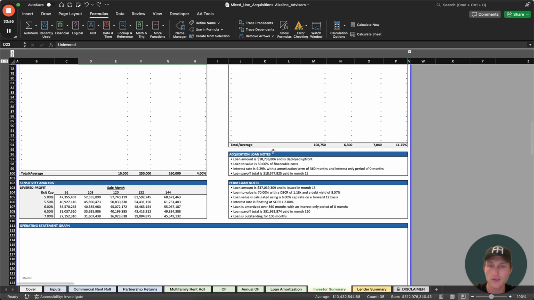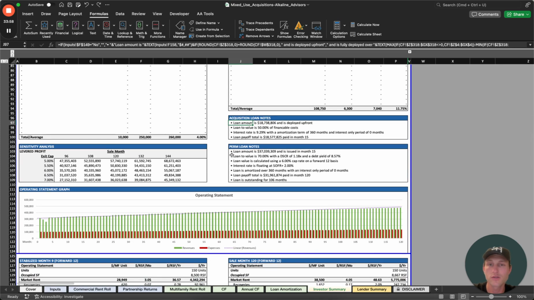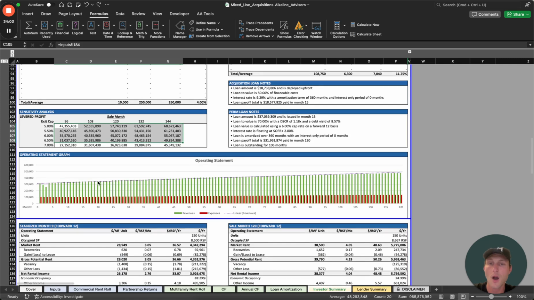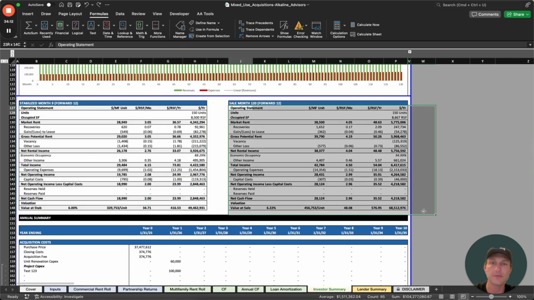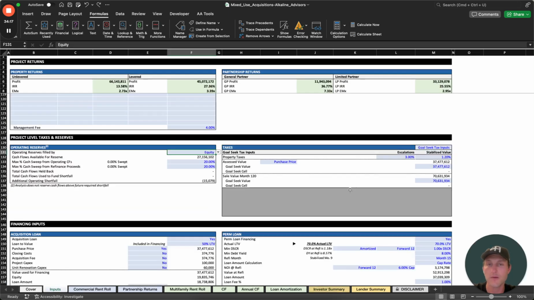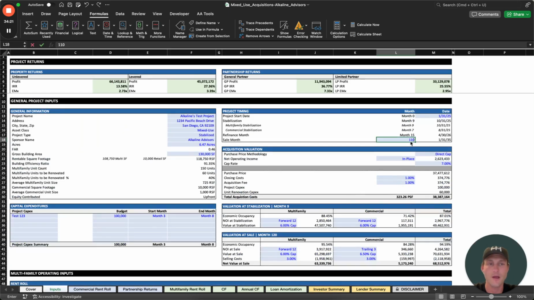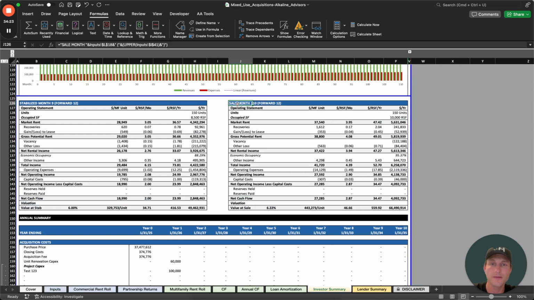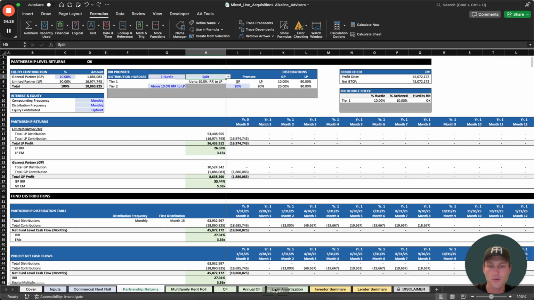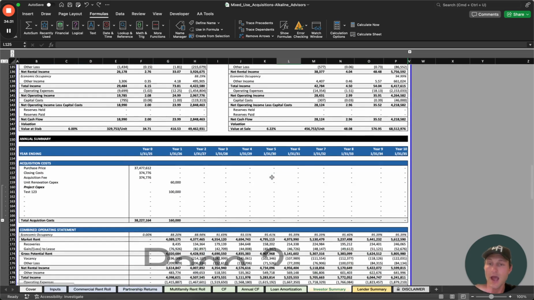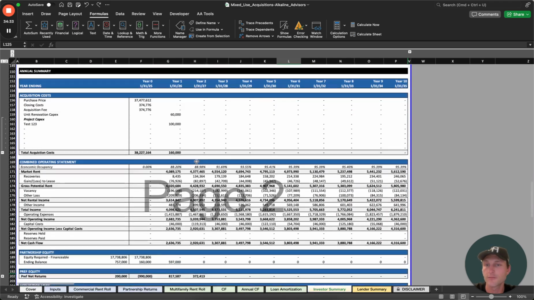So this is commercial, this is multi. We have some acquisition loan notes, perm loan notes. Sensitivities will update automatically. Operating statement will update here at a commercial level. Then you have the stabilized snapshot in month 9 versus the snapshot at sale in month 120. And for instance, if we change the sale month to month 110 and then go back to the investor summary, this will update to month 110. So everything updates automatically. And then we have the annual snapshot down below over here too.